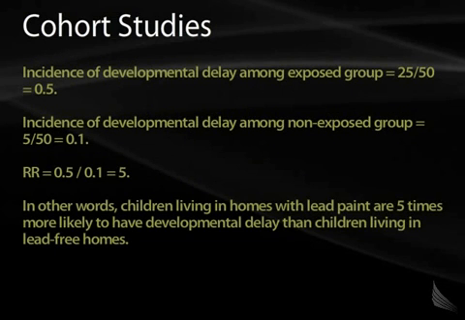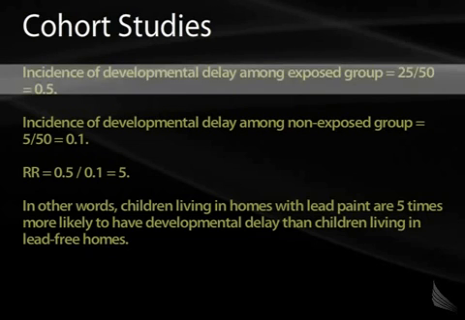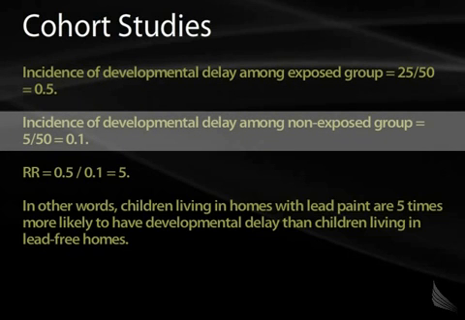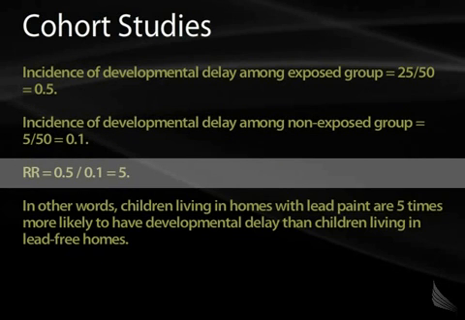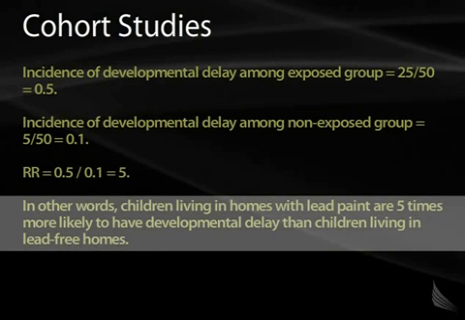Well, in order to compute the relative risk, we need to compute the incidence of developmental delay amongst these two groups. In the lead-exposed group, the incidence is 25 over 50, or 0.5. The incidence of developmental delay in the non-exposed group is 5 over 50, or 0.1. The relative risk then is 0.5 over 0.1, which is 5. In other words, children living in homes with lead paint are 5 times more likely to have developmental delay than children living in lead-free homes.